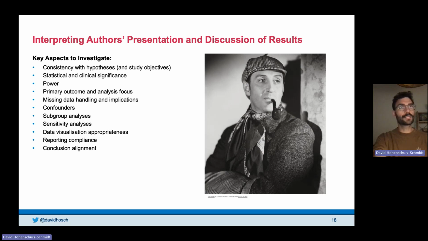Subgroup analyses, sensitivity analyses, generally, like I said, a good thing. Have they done any? Should they have done any? If they've chosen a particular set of assumptions for their analyses, did they test that? Sometimes you have to look at the supplementary material for that. Data visualization, reporting compliance with CONSORT and relevant CONSORT extensions, and then alignment of conclusions with what they've actually found.